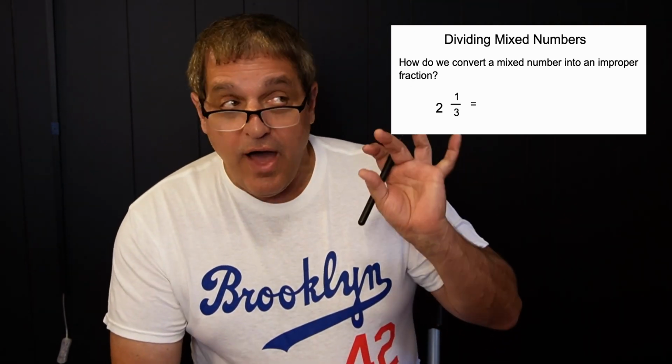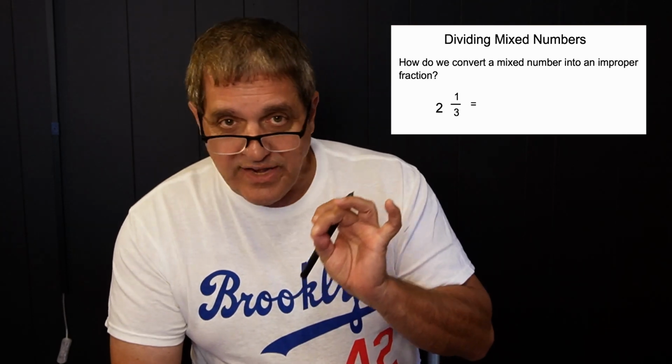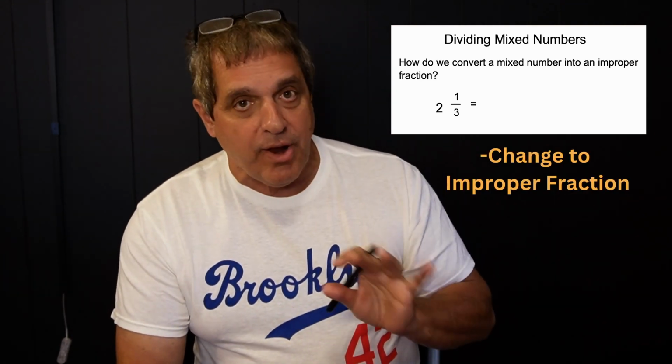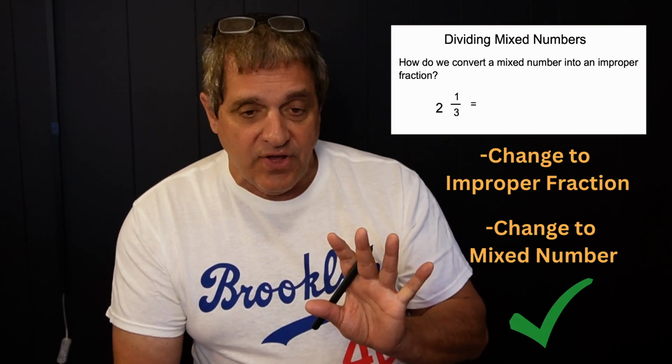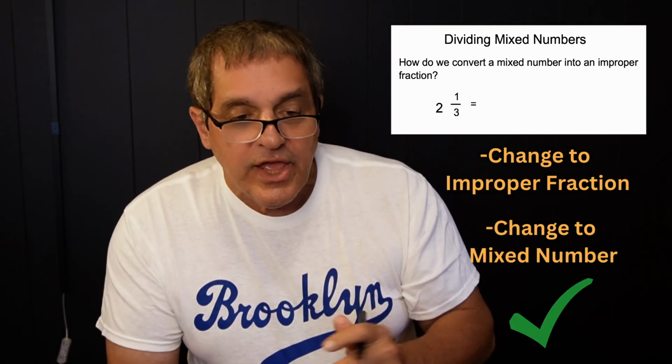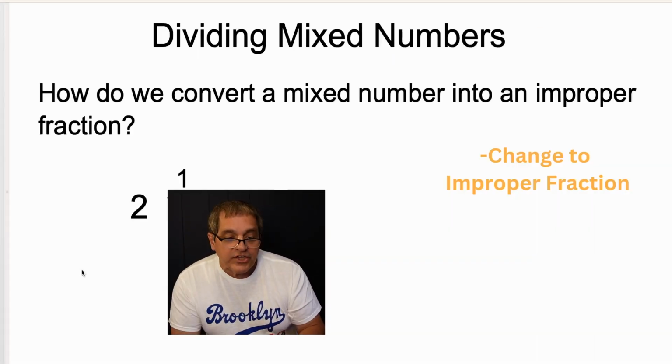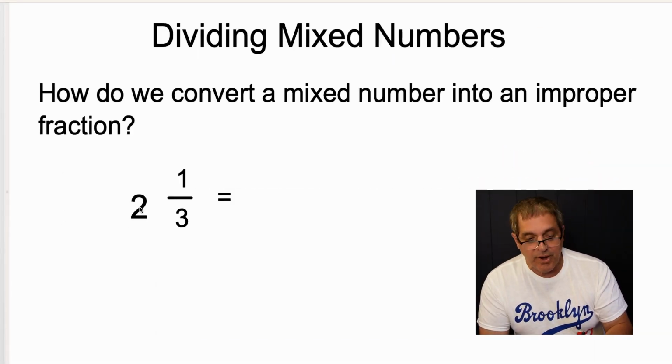First of all, there are multiple ways of dividing mixed numbers, but the one way that I teach is to change them to an improper fraction so that you're dealing with dividing fractions, okay? And then if you want to change them to a mixed number later, then that's fine, all right? So let's go to how do we convert a mixed number to an improper fraction.